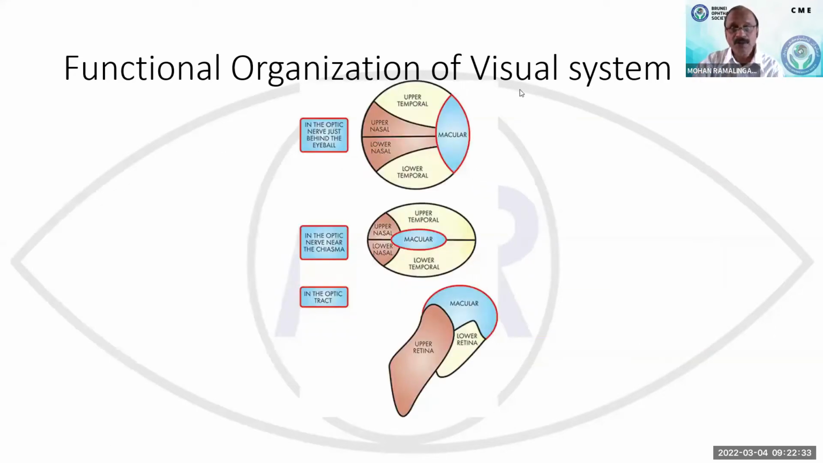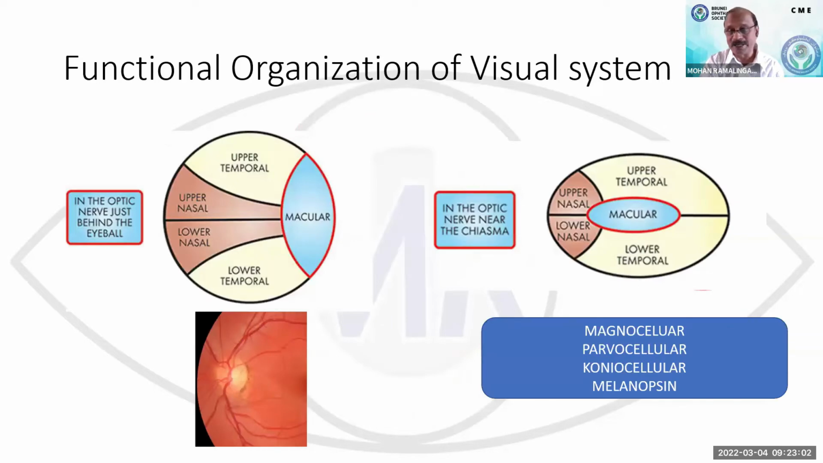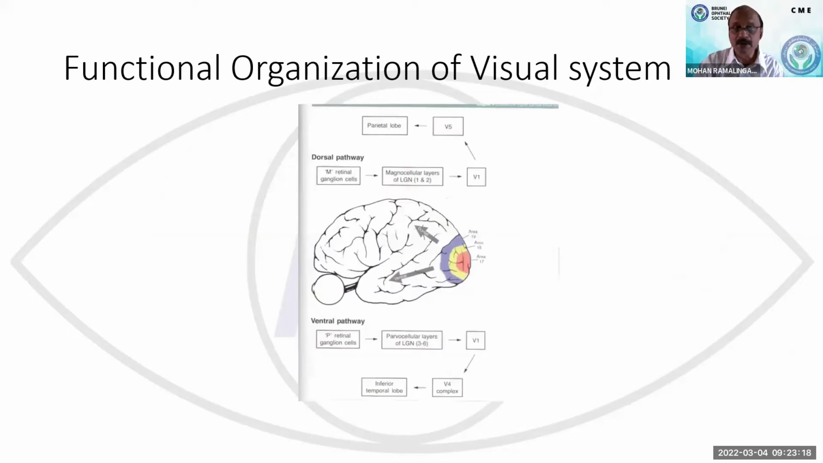Now, as I said before, this is the organization of the fibers at the optic nerve head level. As it moves posteriorly towards the chiasma, the division occurs. The macula comes to the center and other divisions of the optic nerve head fibers occur. And at the chiasma, the true division occurs. This is very, very important. As I said before, the magnocellular, parvocellular, coniocellular and melanopsin fibers are mixed. Each temporal and each nasal side has all these fibers, and that is why we are able to see.